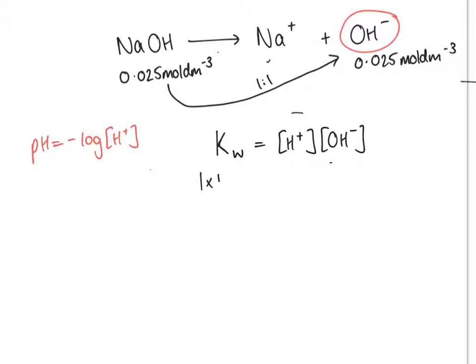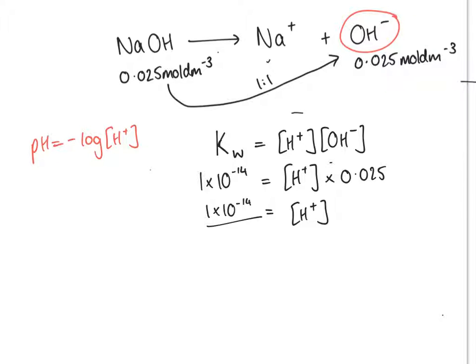Kw is 1 times 10 to the minus 14. And that equals the concentration of your hydrogen ions times the concentration of your hydroxide ions, which we calculated to be 0.025. Bringing that over to the other side, H plus is going to equal 1 times 10 to the minus 14 over 0.025. And that gives us a hydrogen ion concentration of 4 times 10 to the minus 13 moles per decimeter cubed.